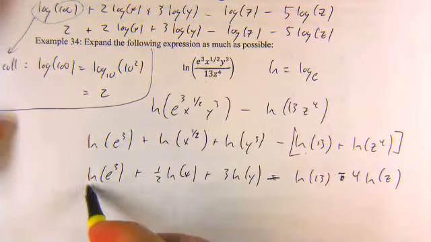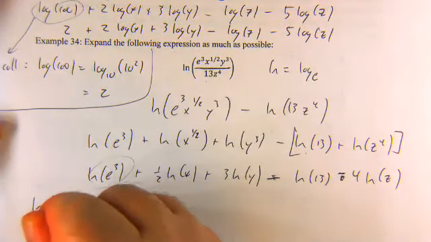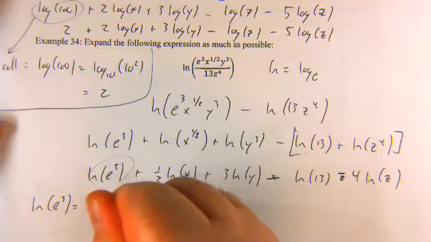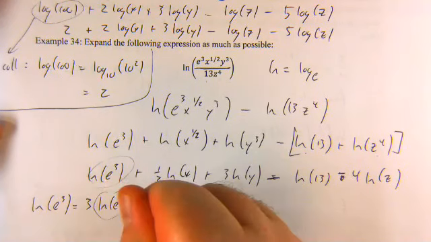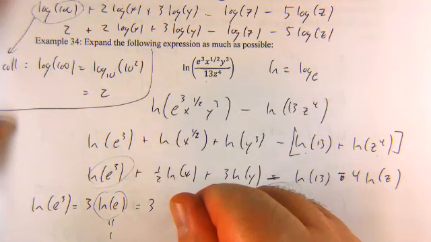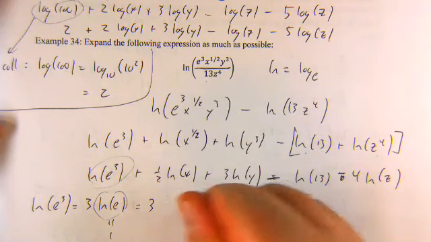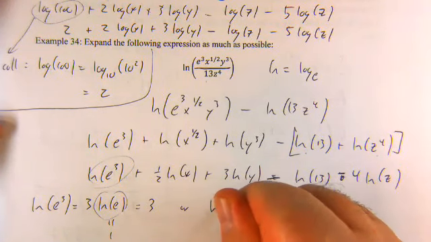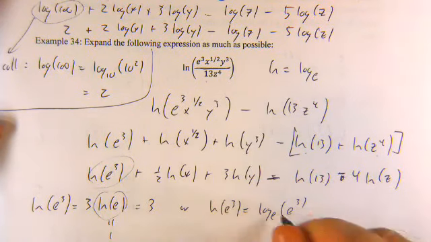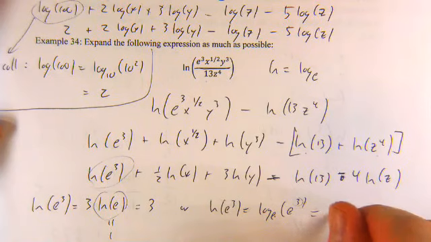So what about this, ln of e cubed? You could say that this is 3 times ln of e, but that just equals 1. So that's 3. Or you could say ln of e cubed, right? That's log base e of e cubed. And we know if you have the same base, then that's just equal to the power.